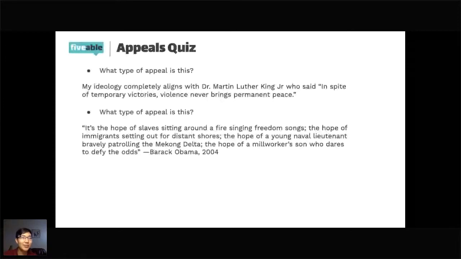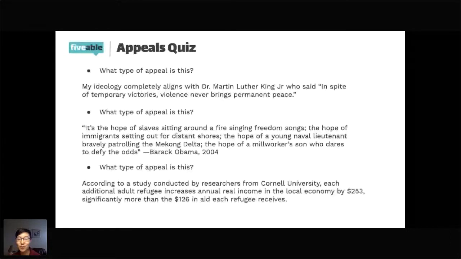That's why it's pathos. And finally, the last one, obviously, I'm not going to repeat anything. According to a study conducted by researchers from Cornell University, each additional adult refugee increases annual real income in the local economy by $253, significantly more than the $126 in aid each refugee receives. What would that be? I don't know. If we've already done ethos and pathos, I guess it has to be the other one.